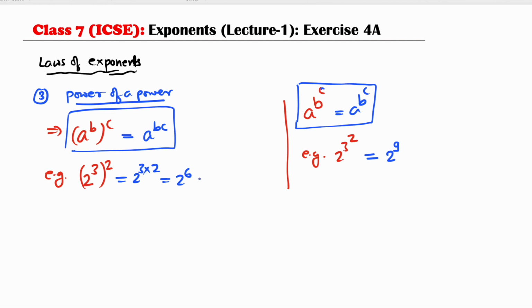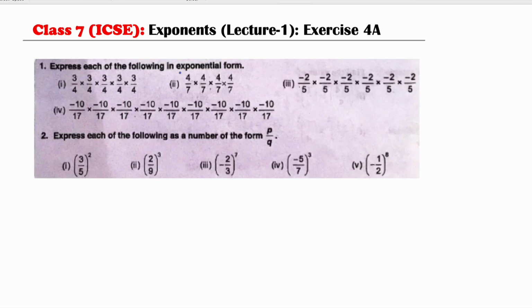So 2 to the power 6, we can find the value of this. This is 64 multiplied 6 times. This is 512 multiplied 9 times. Let's do some exercises. Express each of the following in the exponential form. This is multiplied how many times? This is 5 times. So this is 3 by 4 to the power 5. This is multiplied 4 times. So this is 4 by 7 to the power 4.